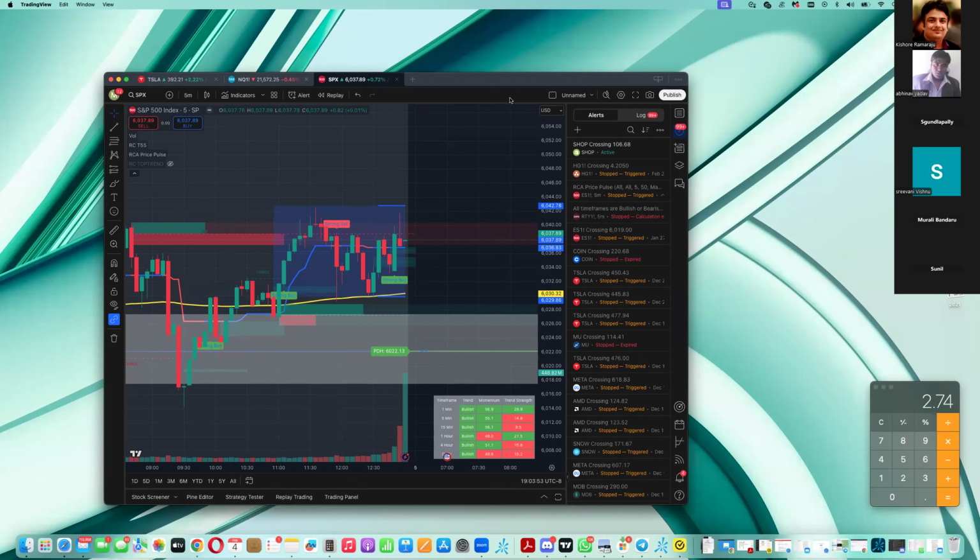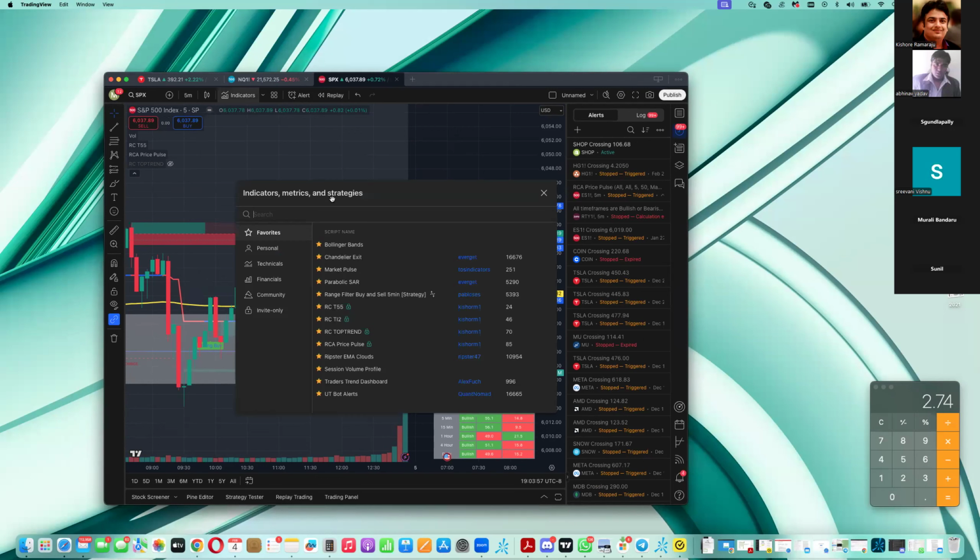Go to, yeah, can you go to indicators? Click on indicators. Go to invite only. So the TI2 is nothing but T5. Oh, so sorry. Initially we gave it as TI2, technical indicator 2, because that is one of the top indicators. After Price Pulse, the TI2 is the second best.